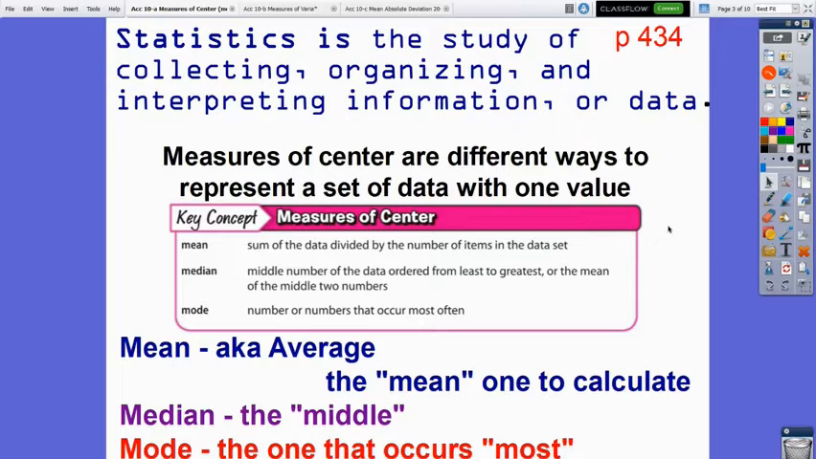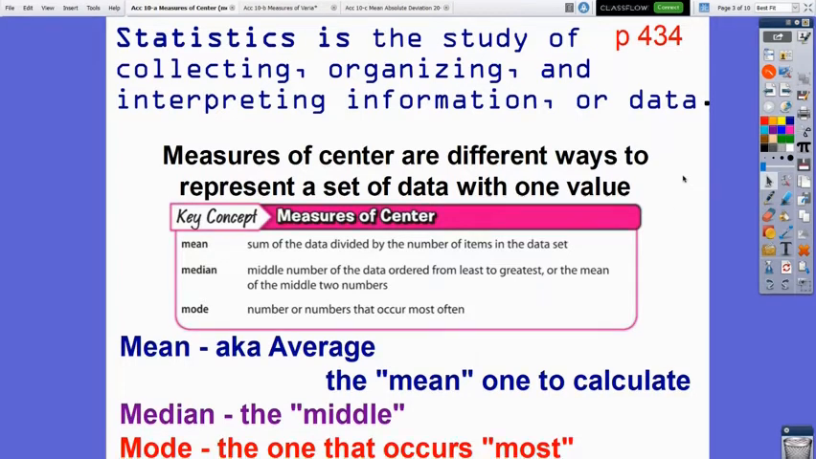So the first topic should be a review. We've done this in the 6th grade and maybe even before, and that topic is what we call measures of center, or sometimes called measures of central tendency. These are ways that you can represent a bunch of numbers with one number, like the way we represent all of the grades that you get for a semester. We represent all of them with one number that we call your average, okay? And that's the most common one, is the average.